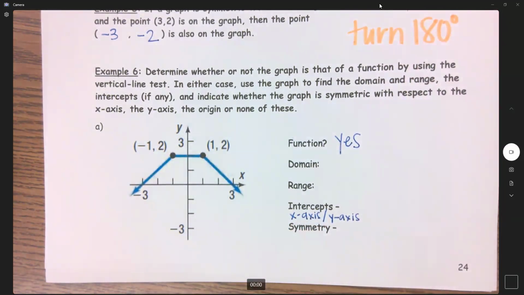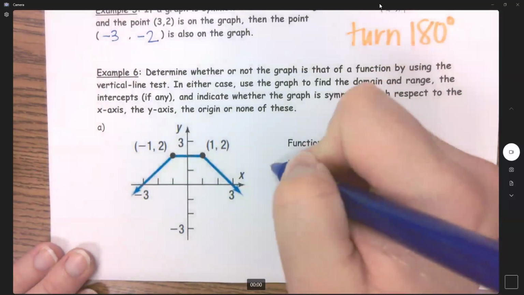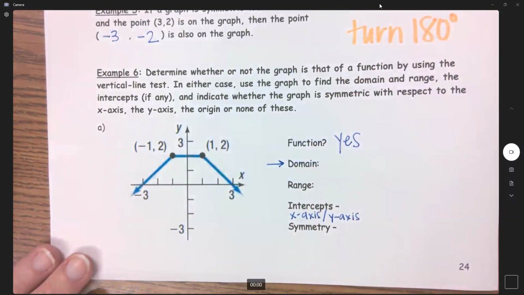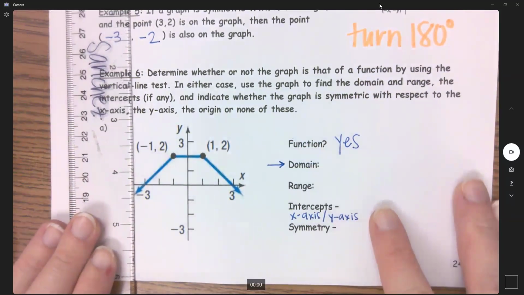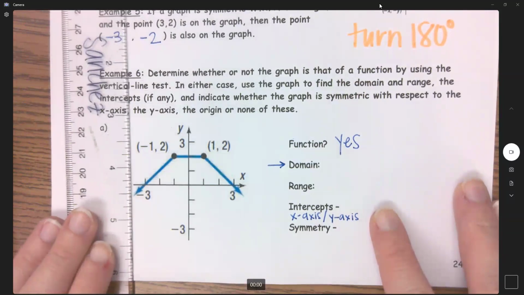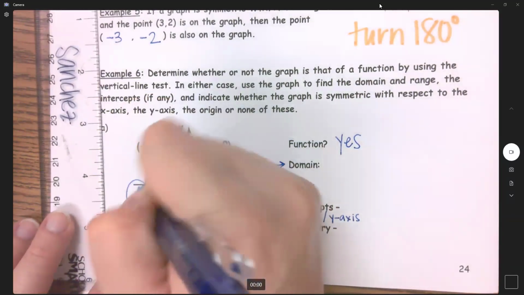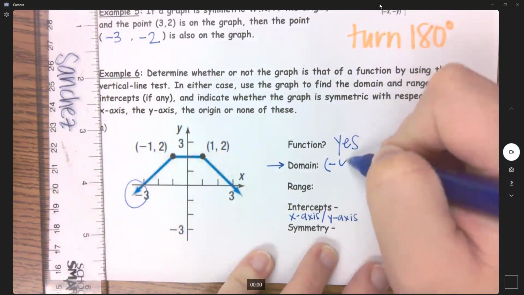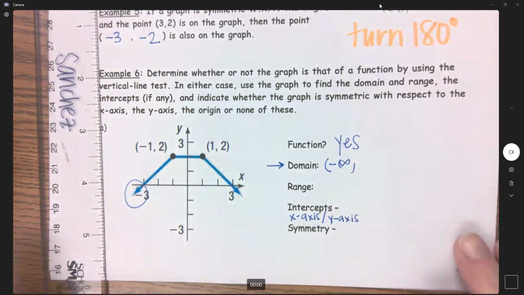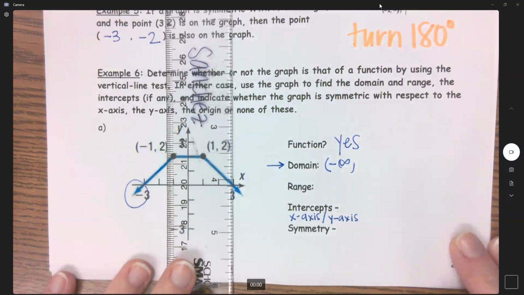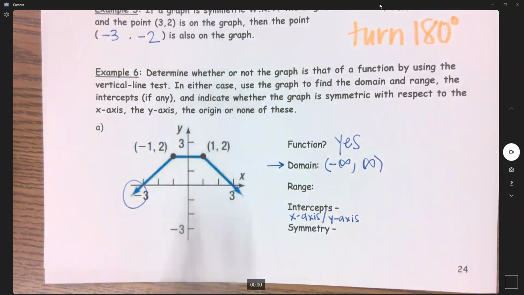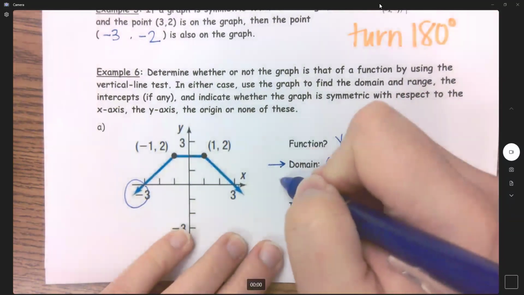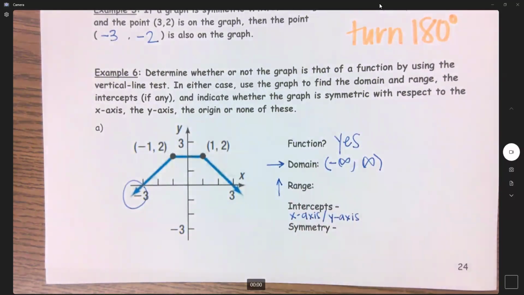So domain and range. Domain is my x, and I'm going from left to right. So as I go from the left to the right, the leftmost thing I touch is an arrow, which means negative infinity. And then the last thing I encounter with this graph is also an arrow, so positive infinity. Your range has to do with your y's, and we're going to go from the bottom to the top.